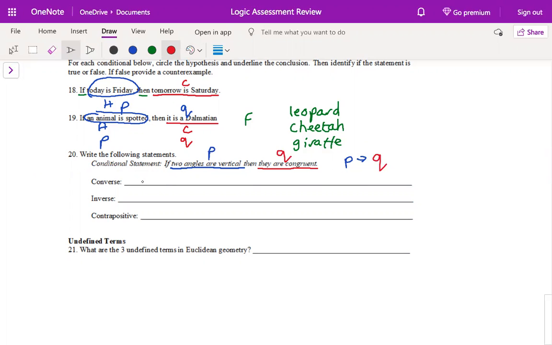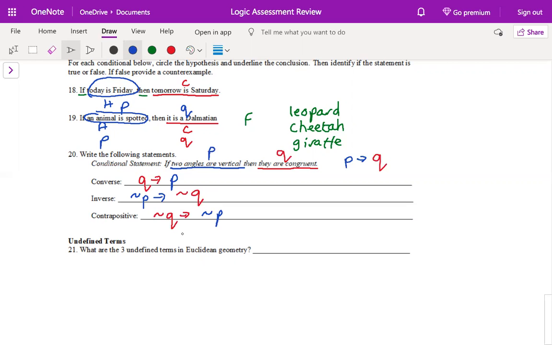All right, so let's just go through. So the converse is the flip. So this will be if Q, then P, and you can just flip these two over. Inverse is when we negate. So this would be if not P, then not Q. And you can go ahead. If two angles are not vertical, then they are not congruent. And then the contrapositive is where we flip and we negate. We do two things. So we have if not Q, then not P. Hopefully you can figure out what goes where.